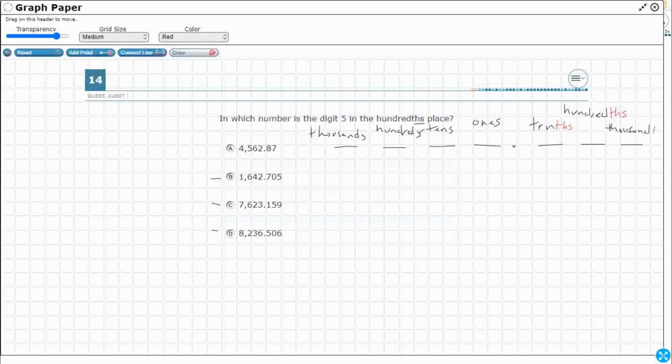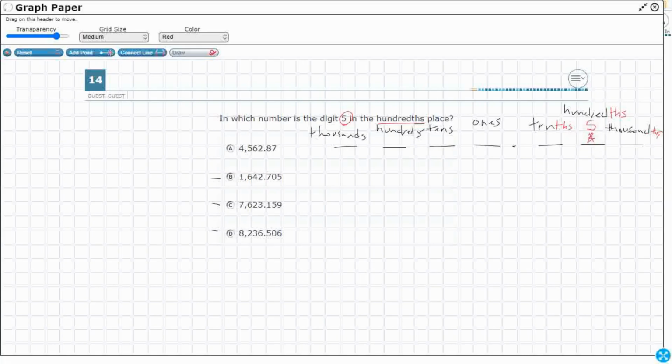Hundredths, thousandths, supposed to be an S over there. Thousandths, so it's the THSs, and that's what we're looking for. We're looking for this hundredths place. So it's going to be the second place right here. That's the one we're looking for, and specifically it says we want a 5 in this place. So instead of that X, let's just put a 5 right there.